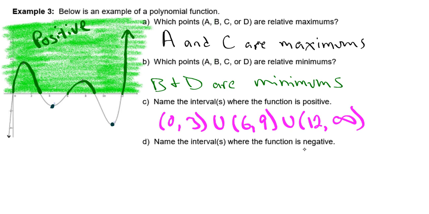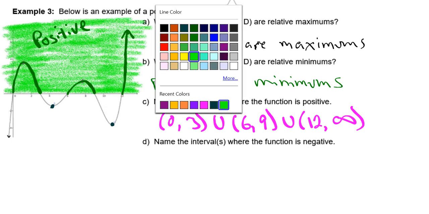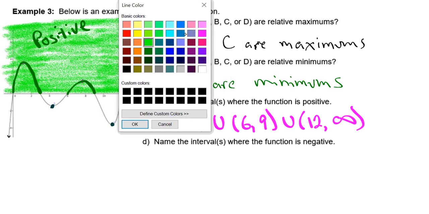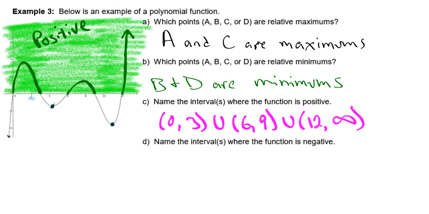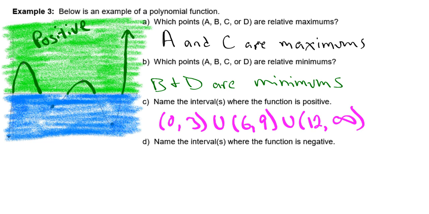Where the function is negative, that's going to be below the x-axis. So I'm going to color that a nice shade of blue, like going underwater. So down here, this is where the y values are negative. And when the y values are negative, that means our graph is negative. So when it asks for positive versus negative, we're talking about the y values on the graph. Is it above the x-axis or is it below the x-axis?